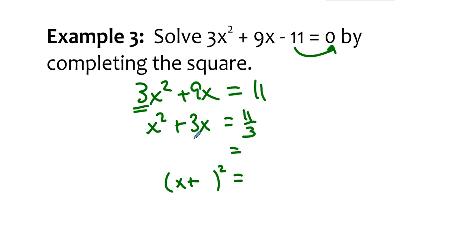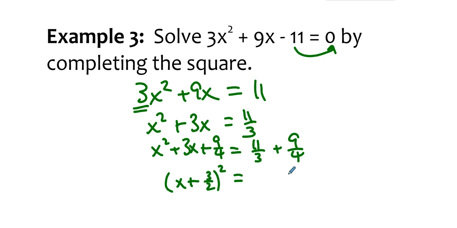Well, that's going to be half of this 3, because we're going to get a 3 halves x and a 3 halves x, and they're going to add to this 3x. But you and I both know that when we expand this, we get x squared plus 3x plus 9/4. And so sure enough, 9/4 is the number that completes the square. But we can't just add 9/4 to one side of the equation. We add 9/4 to both sides of the equation. And middle school math tells me that that's 71/12.